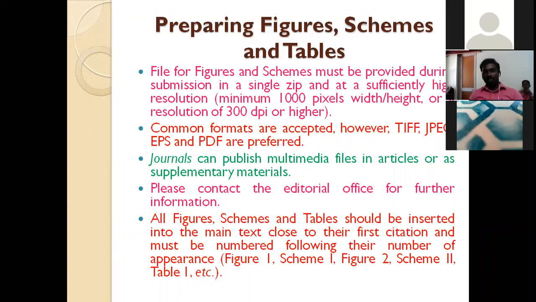Journals can publish multimedia files related to the articles and supplementary materials. Please contact the editorial office for further information regarding the supplementary materials. And also, all figures, schemes, and tables should be inserted into the main text close to their first citation, and they must be numbered following the order in which they appear in the main text. They can be given as Figure 1, Scheme 1, Figure 2, Scheme 2, like that.